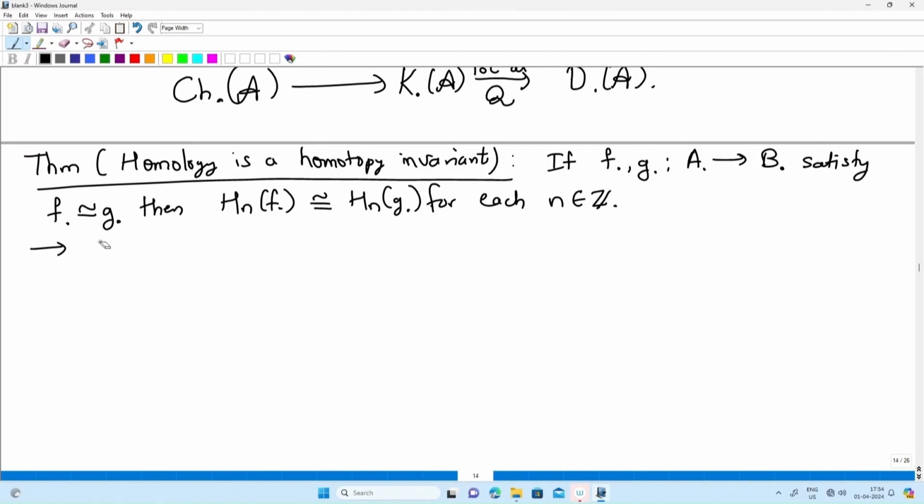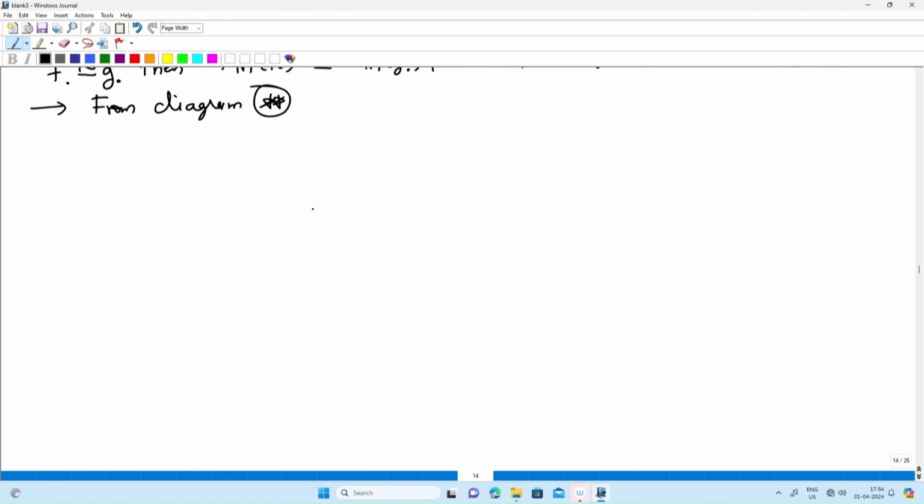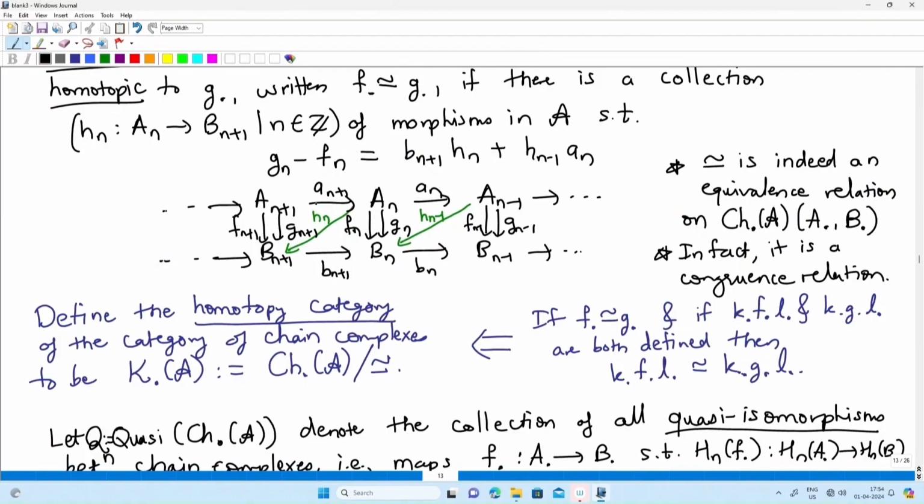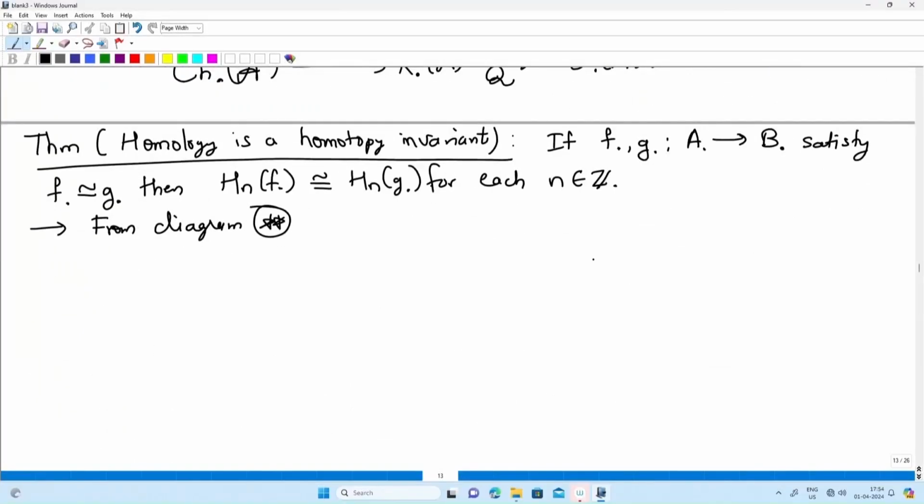From the diagram, double star, where I am labeling the diagram double star now. Yeah, this is our double star. We have Gn minus Fn is equal to Bn plus 1 Hn plus Hn minus 1 An for all n.